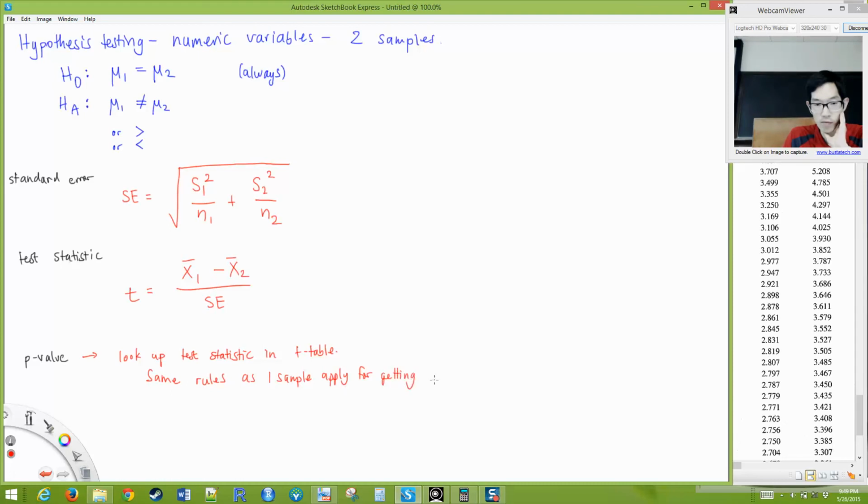Okay, so I don't need to write that again, right? If the alternative has greater than, your test statistic t should be positive, and the p-value is equal to the tail area. Alternative less than, test statistic should be negative, your p-value is equal to the tail area. Alternative has not equal sign, p-value is equal to 2 times your tail area. Same thing, right? Okay, so we have this. So we'll do one last example, and that should cover everything, okay?